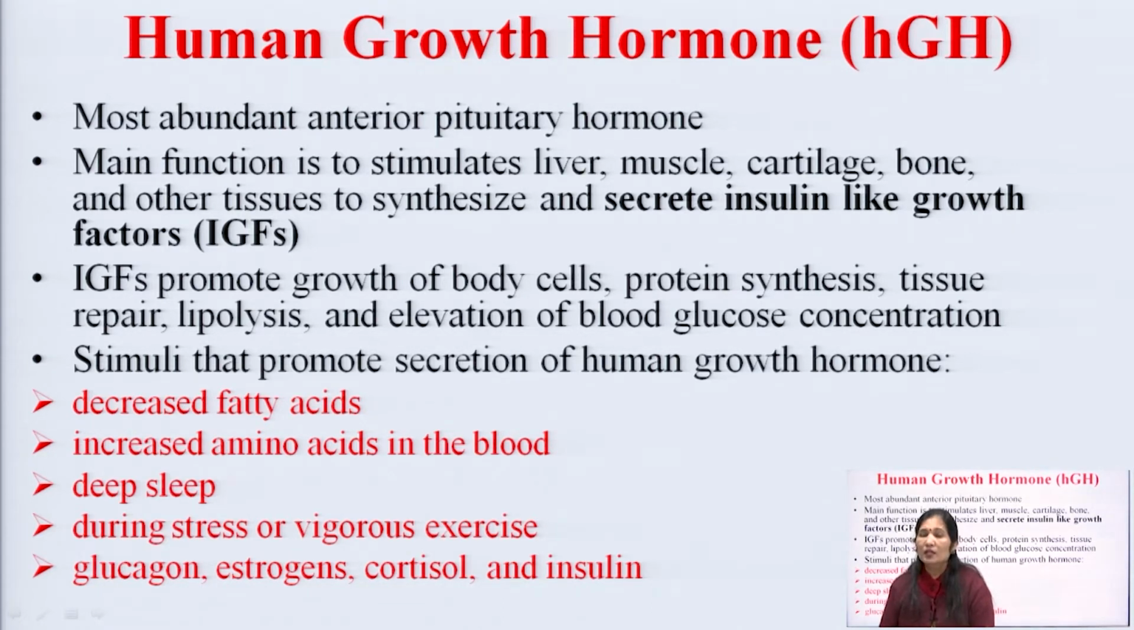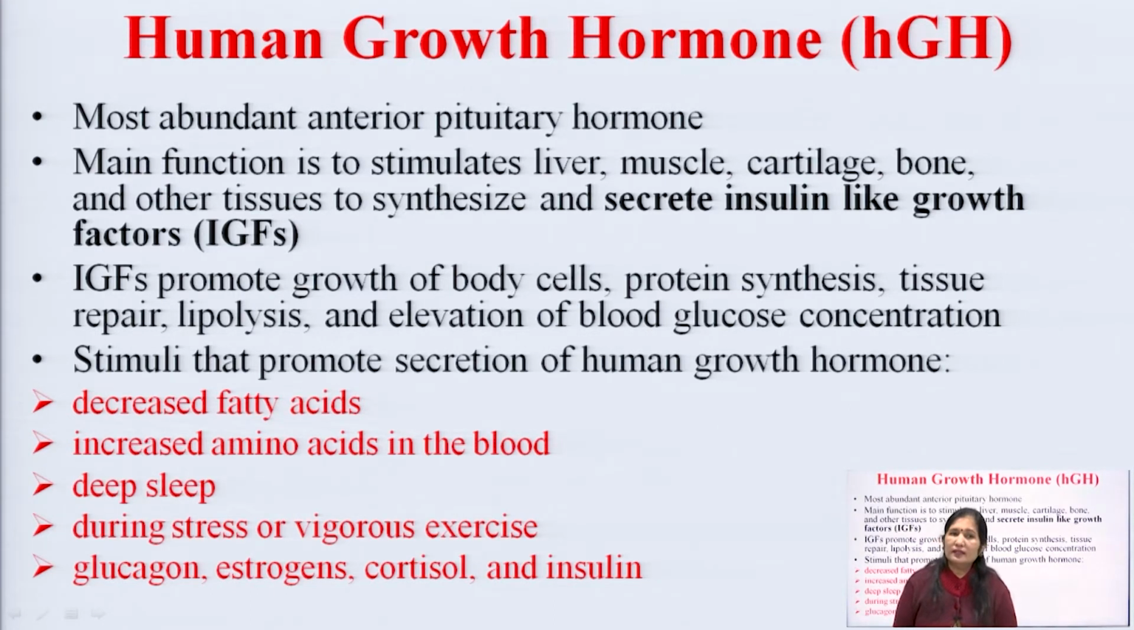Human growth hormone is the most abundant pituitary hormone. Its function is to stimulate the liver, muscle, cartilage, bone and tissue to synthesize and secrete insulin like growth factors. Insulin like growth factor, what does it do? It promotes growth of body cells, protein synthesis, tissue repair, lipolysis, breakdown of lipids, and elevation of the blood glucose concentration. It also promotes the secretion of human growth hormone.